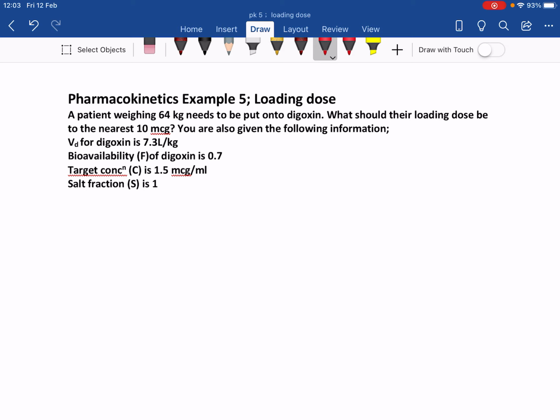The volume of distribution for digoxin is 7.3 litres per kilogram. The bioavailability of digoxin is 0.7. The target concentration is 1.5 micrograms per mil, and the salt fraction is 1.